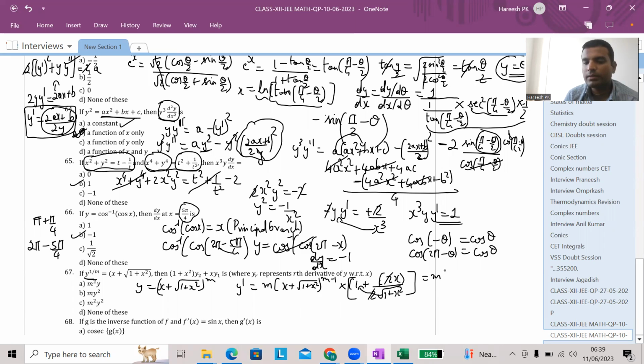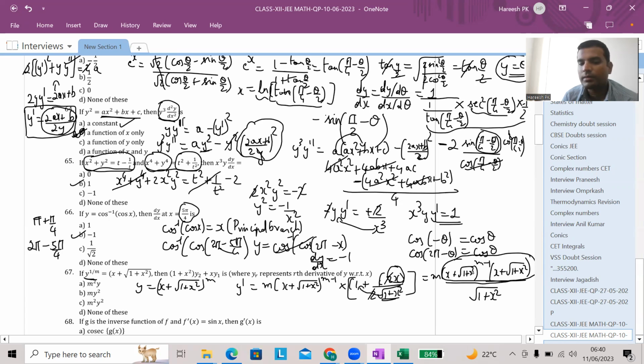So you'll end up getting x plus root 1 plus x square again, because there is an x term here, and root 1 plus x square, when you take LCM, you'll get that. But the only thing is, the original function, if it is x plus root 1 plus x square, its derivative is also the same, but divided by root 1 plus x square. So the numerator, this whole part is simply y. You get back the original y, isn't it?